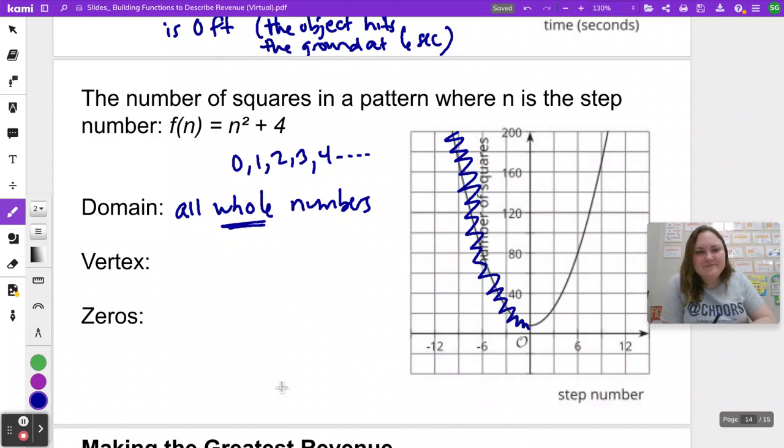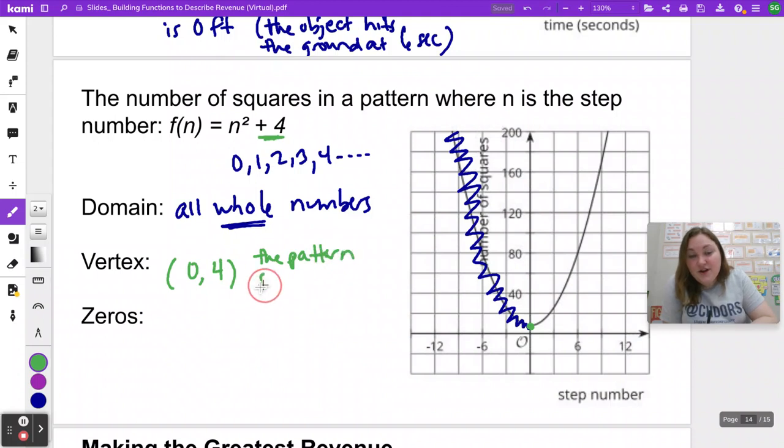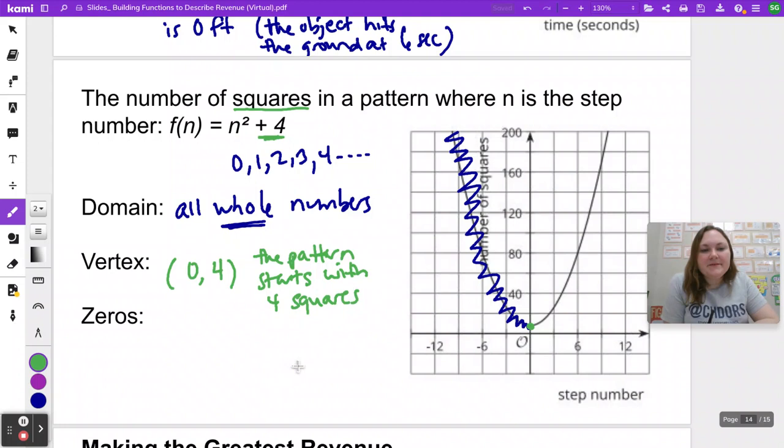Our vertex here, because our parabola is going up, it's going to be the lowest point, which is right there. Our vertex is (0, 4). And once again, we could estimate what that number is, but we do have it. It is right here. It is at 4. And what does that vertex mean? It means the pattern starts. I know it starts because we're talking about step 0. The pattern starts with 4. What's that 4 represent? 4 squares. And so it's starting with 4 squares, and it's just getting bigger and bigger and bigger.